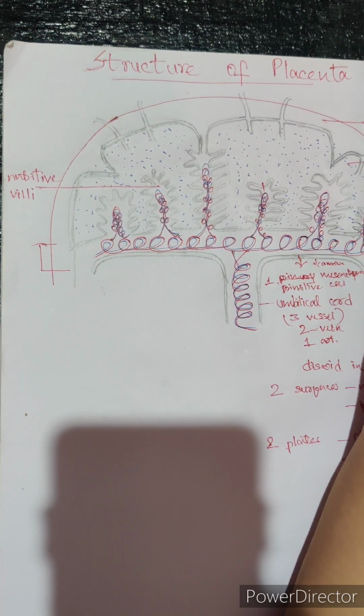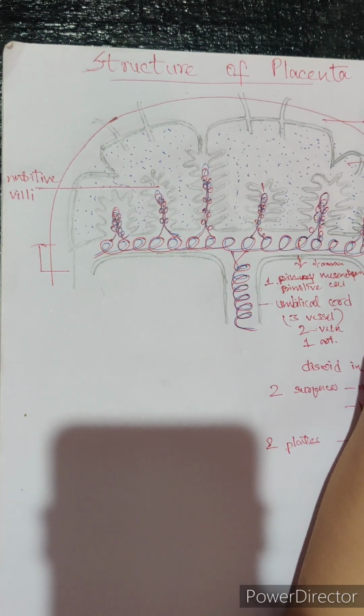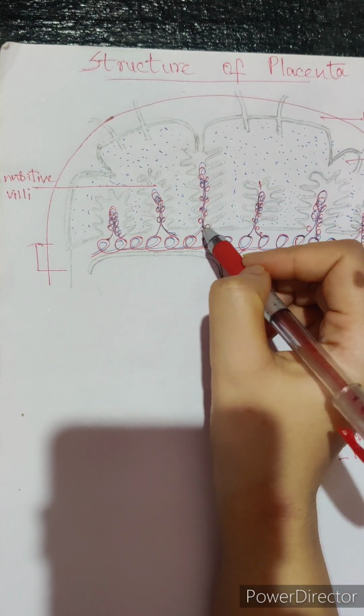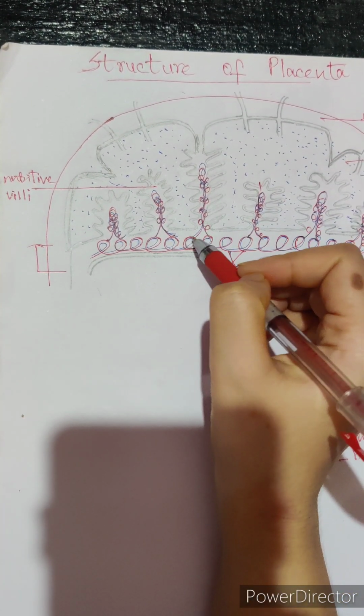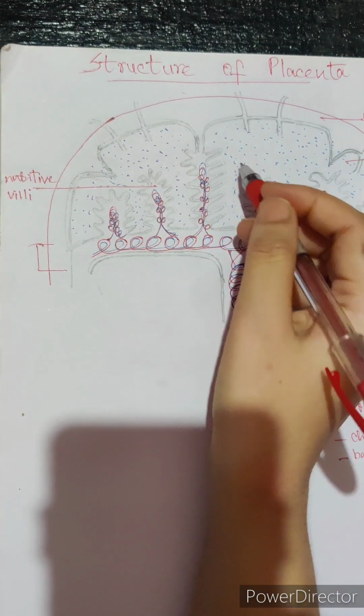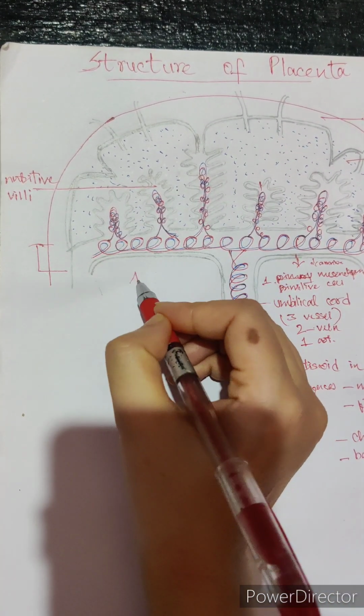This is the basal plate, the one facing the maternal side. So the villi which open up from the chorionic plate to reach the basal plate are known as the anchoring villi.